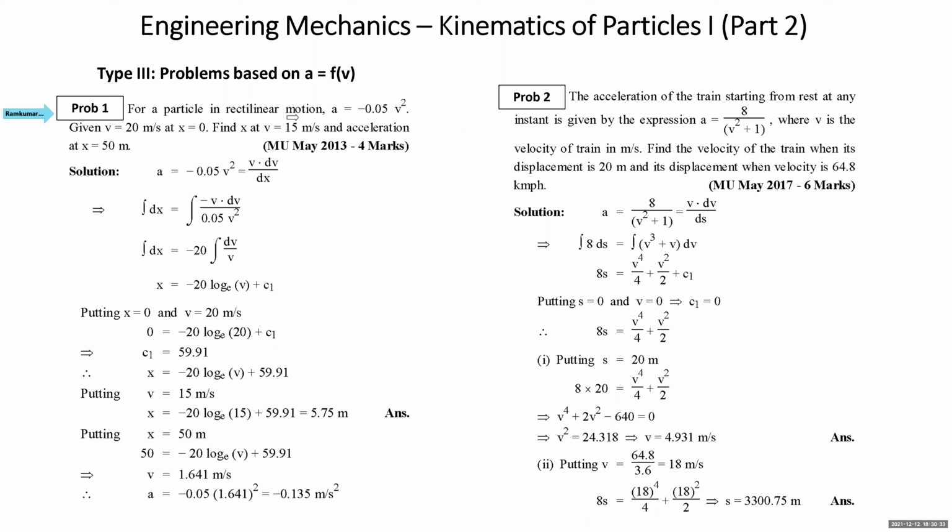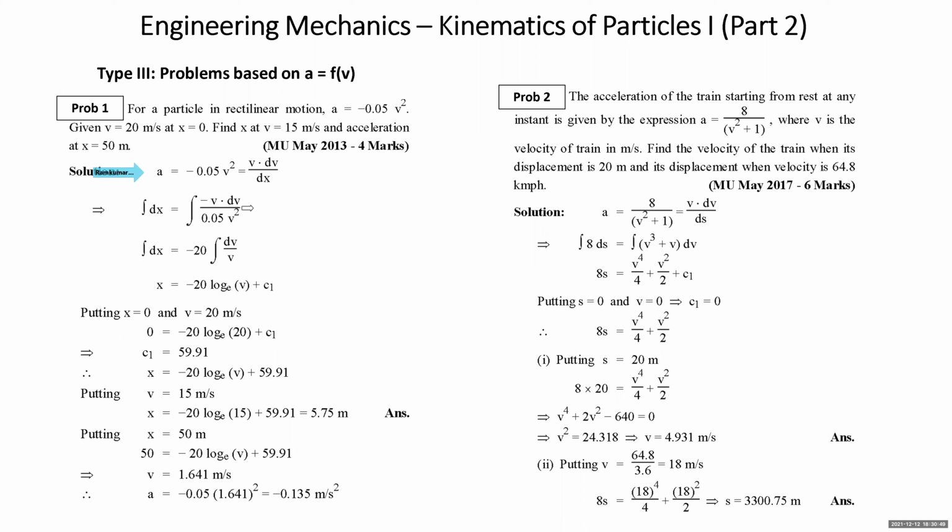For a particle in rectilinear motion, acceleration is given as minus 0.05 v square. Given v is 20 meter per second at x equal to 0, that is the boundary condition. Find x at v equal to 15, and the acceleration at x equal to 15. You are given acceleration as a function of velocity, right?